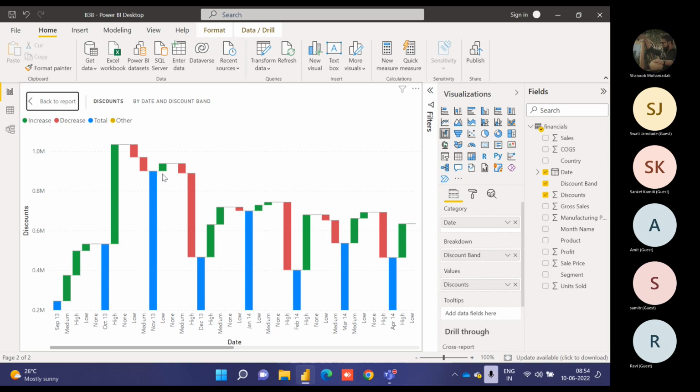Understood this? Understood the waterfall chart, everyone? Yes.